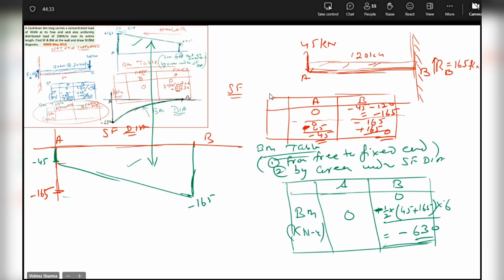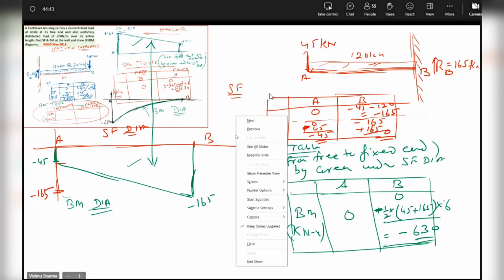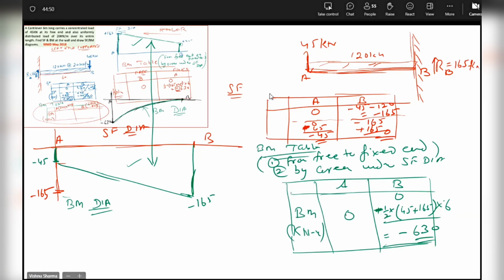Okay. Now, when you make the BM diagram in this case, I always recommend, again, these are recommendations, draw your y-axis at the fixed end. My fixed end is B. I will draw the BM axis here now. Even this axis you could have drawn there, no problem. That's up to you. But I'll draw it here.